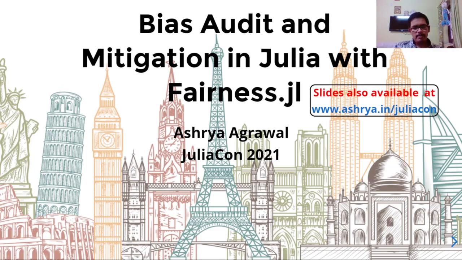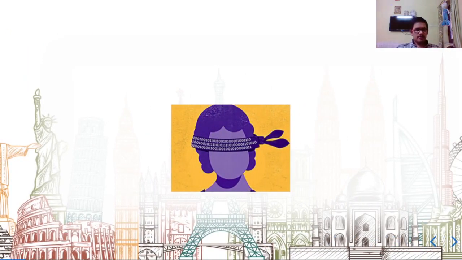I'd be talking about bias audit and mitigation in Julia with Fairness.jl. AI is being used in numerous high-stake decision support systems like criminal justice, healthcare, financial services, recruitment, etc. Well, algorithmic decision making can overcome undesirable aspects of human decision making.